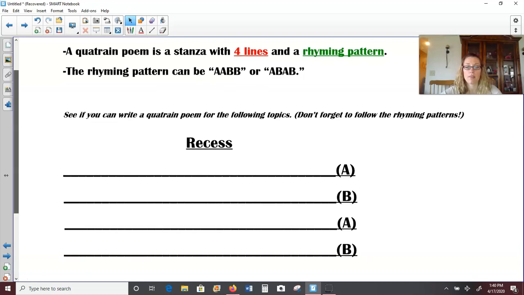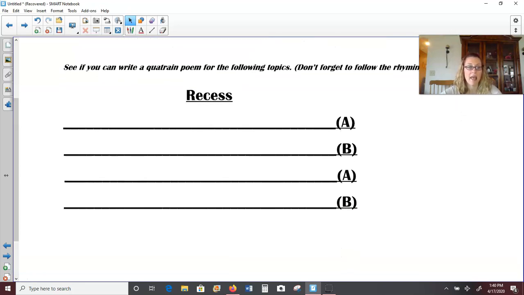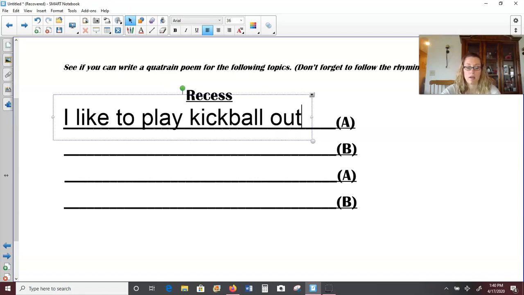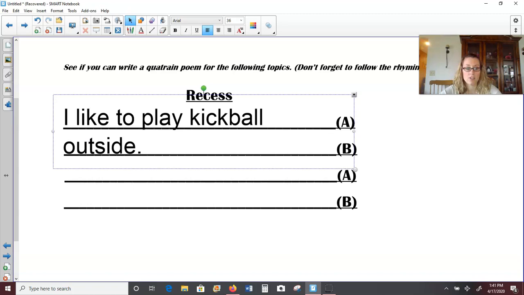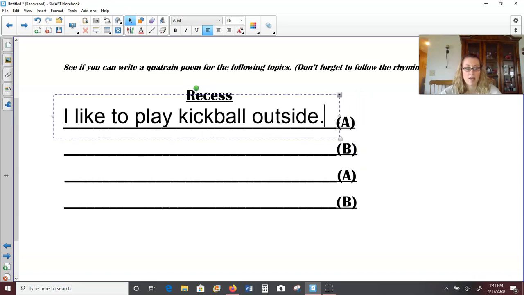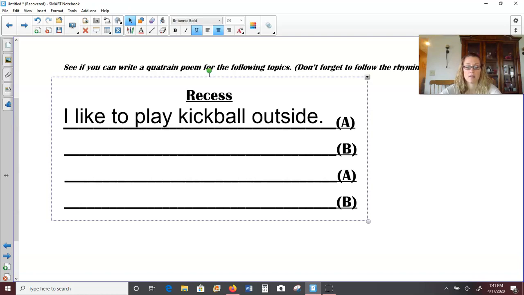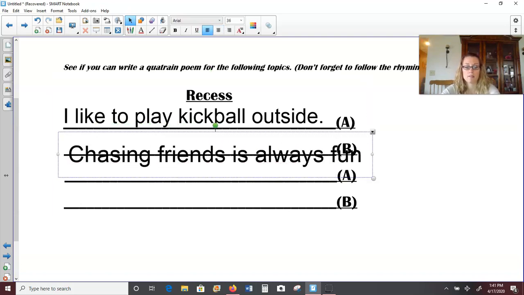So we're going to try to come up with a quatrain poem about recess. And if you look at the end of my sentence, it's A-B, A-B. That means every other line I have to rhyme. So let's see. I like to play kickball outside. Now, quatrain poems are a little harder because you do have to rhyme, so we have to kind of check how we're ending our words, how we're ending our sentences, and sometimes we have to go back and readjust if we're having a hard time rhyming. I like to play kickball outside. How about chasing friends is always fun.